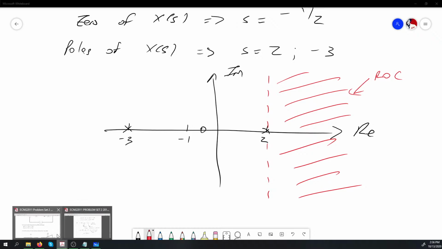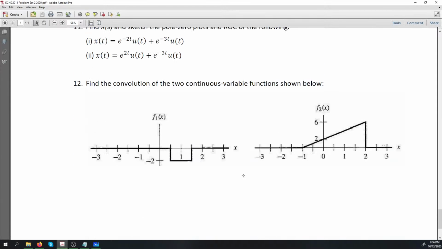Alright, so the last question we'll be doing today would be question 12. Question 12 basically gives us an f1 of x signal and an f2 of x signal here as such.